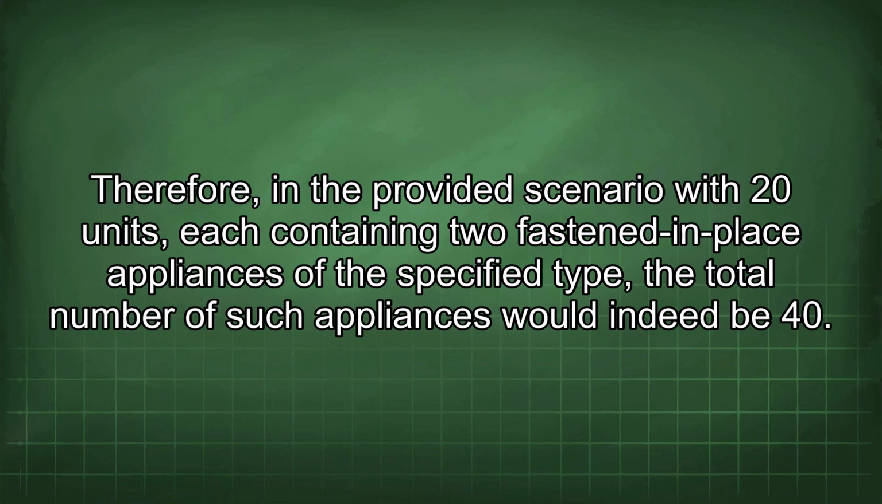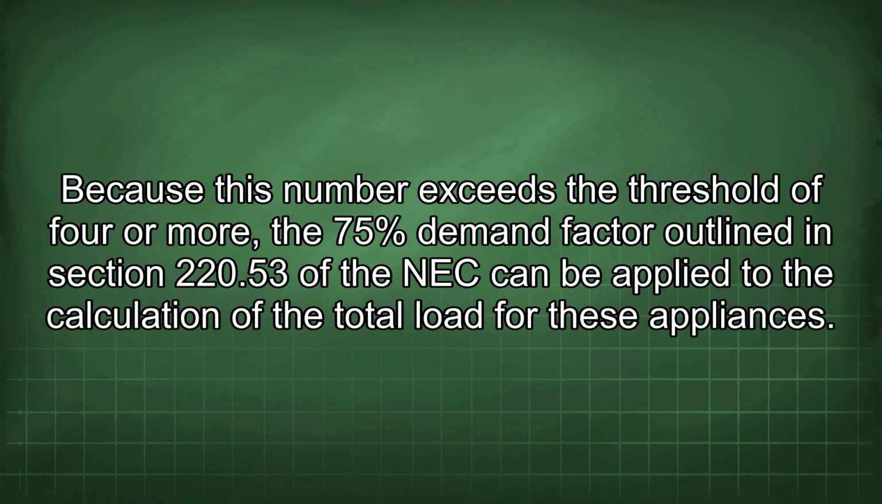Therefore, in the provided scenario with 20 units, each containing 2 fastened-in-place appliances of the specified type, the total number of such appliances would indeed be 40. Because this number exceeds the threshold of 4 or more, the 75% demand factor outlined in Section 220.53 of the NEC can be applied to the calculation of the total load for these appliances.